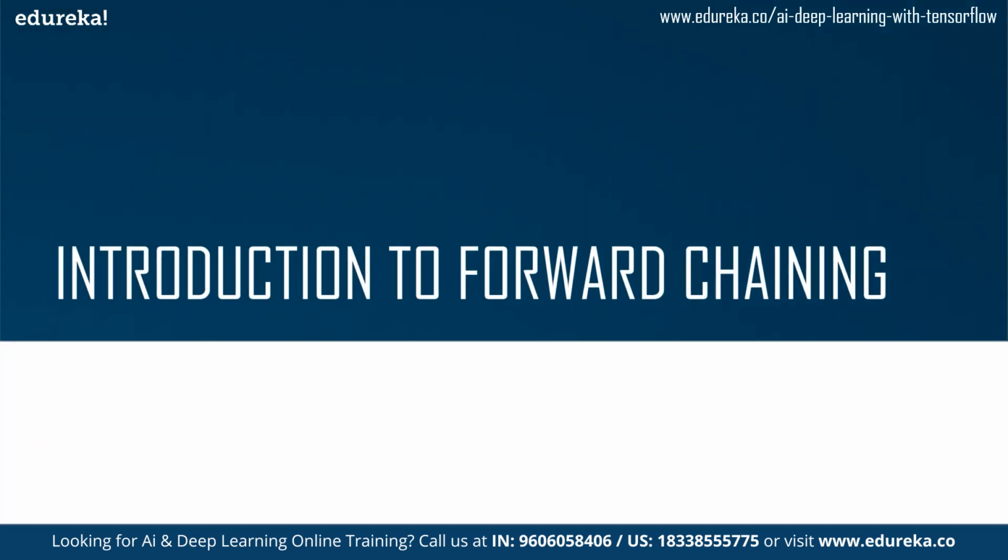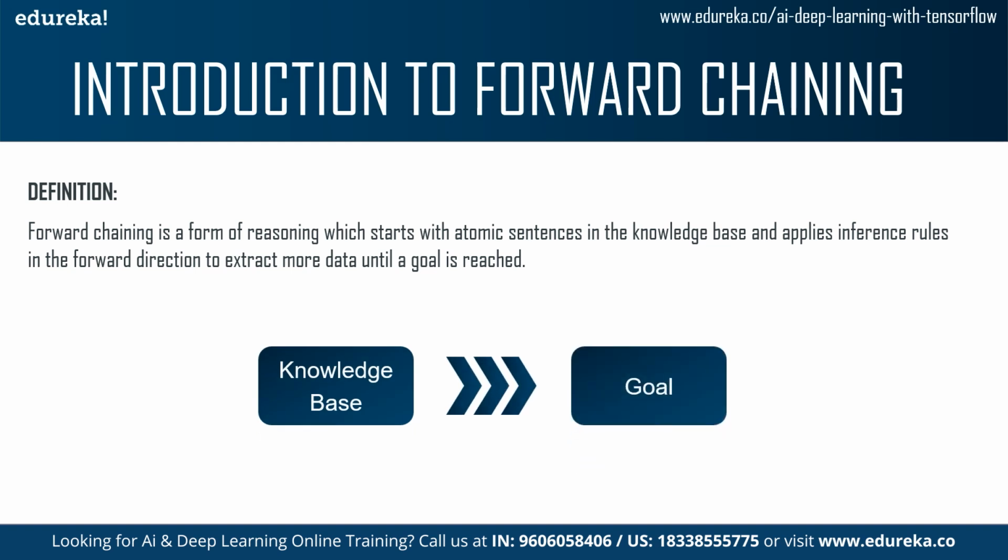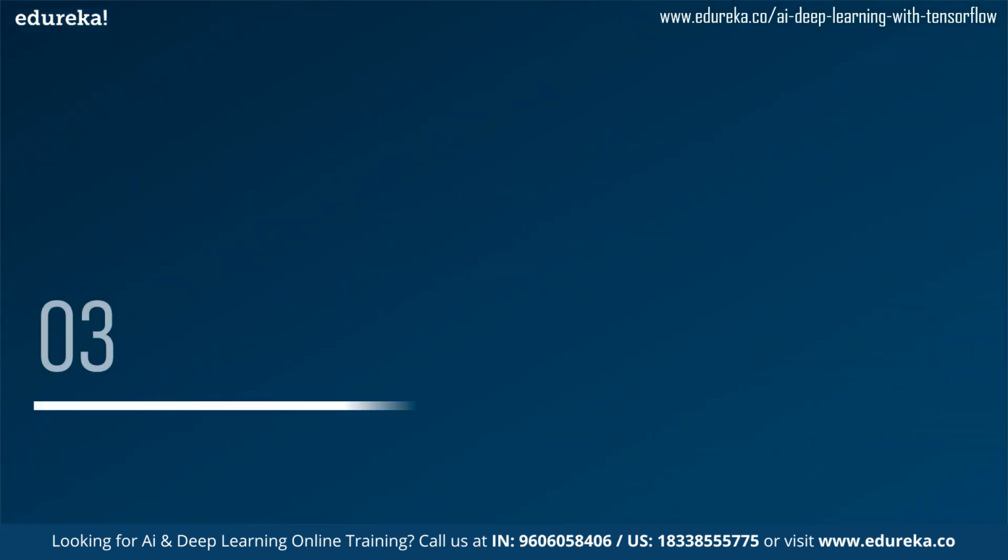So let us get started with forwards chaining. By definition, forwards chaining is a form of reasoning which starts from atomic sentences in the knowledge base and applies inference rules in the forward direction to extract more data until a goal is reached. So you reach a goal by analyzing and inferencing upon your knowledge base. Now, how do you process that data? You do this by applying rules. And that's all you need to know about forward chaining. It's that simple.